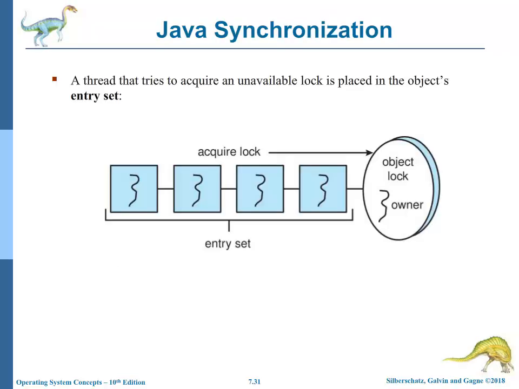This figure illustrates the object's entry set. A thread that tries to acquire an unavailable lock is placed in the object's entry set. A block will be released when the thread owning the lock exits the method. If the entry set for the lock is not empty when the lock is released, the JVM, the Java Virtual Machine, arbitrarily selects a thread from this set to be the owner of the lock.